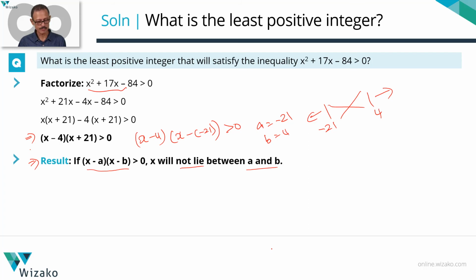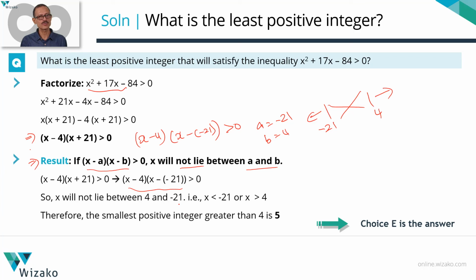Run through it in a printed form. So we are rewriting this x minus 4 times x plus 21 greater than 0 in this format. So b actually becomes minus 21. So the value of x is not going to lie between 4 and minus 21, which means it has to be either less than minus 21 or greater than 4. Greater than 4 are the only positive values. Less than minus 21 are not positive values. Greater than 4, what's the smallest positive integer? 5 is the smallest positive integer greater than 4. The smallest positive integer that will satisfy this inequality is 5. Choice E is the answer to the question.